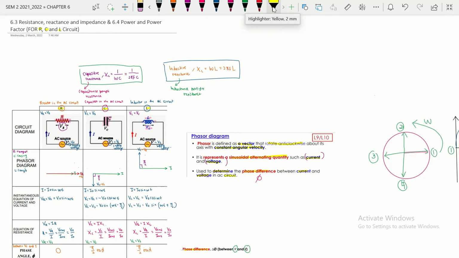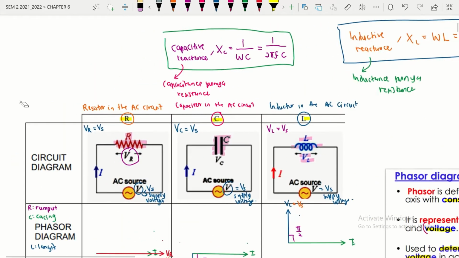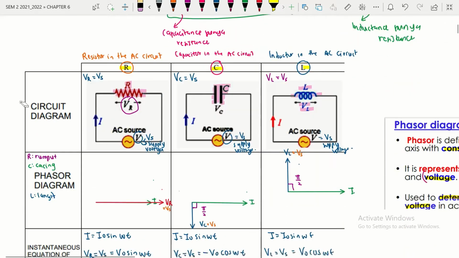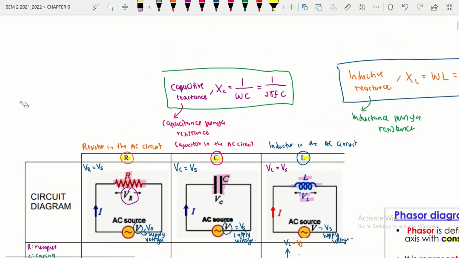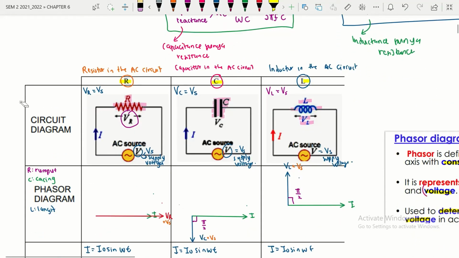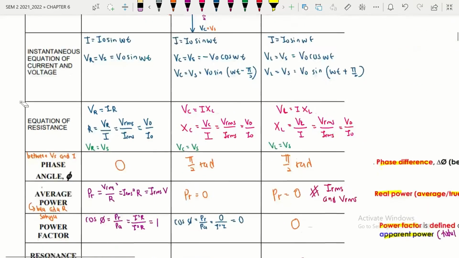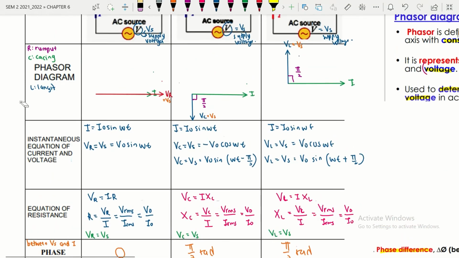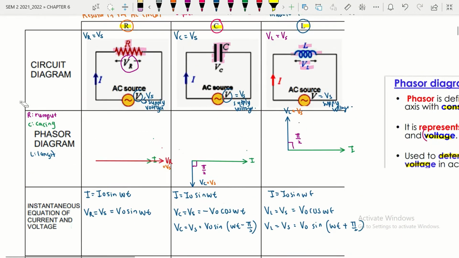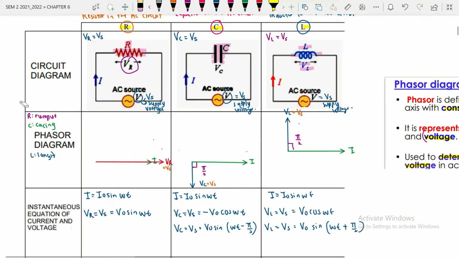In the previous video, we already learned three AC circuit diagrams: resistor, capacitor and inductor in the AC circuit. So we are going to do a very quick recap on these three circuit diagrams. First of all, you need to know that when we are doing the circuit diagram, we have 8 steps. But in this table, we only have 7. So you don't have to worry. Later on when we fill the handout, we do it with 8 steps.